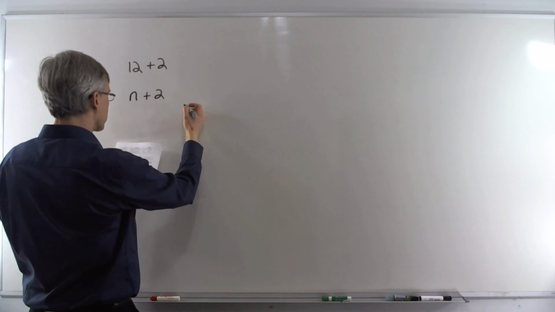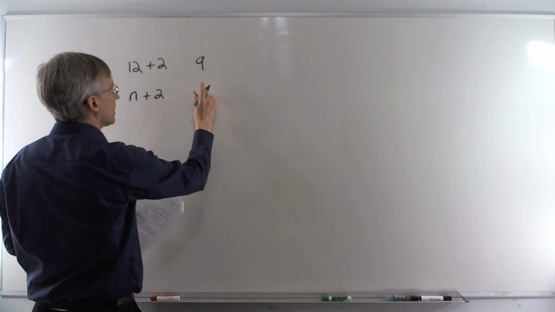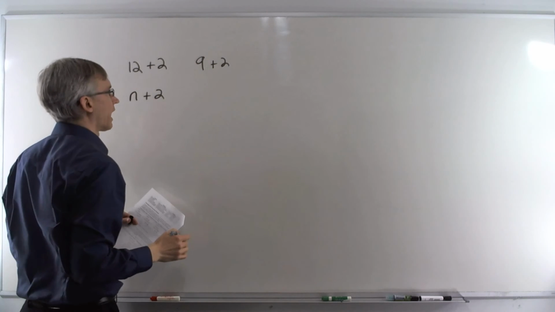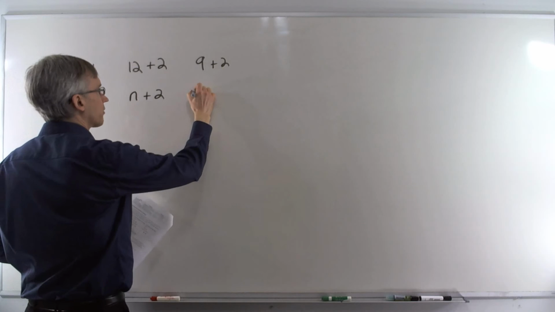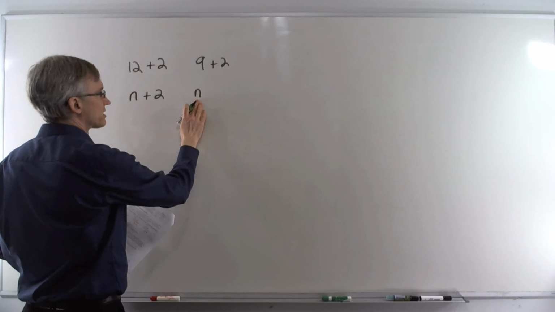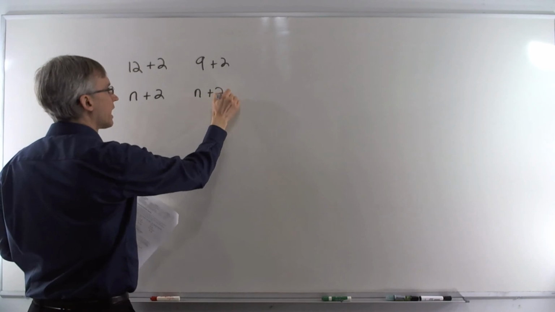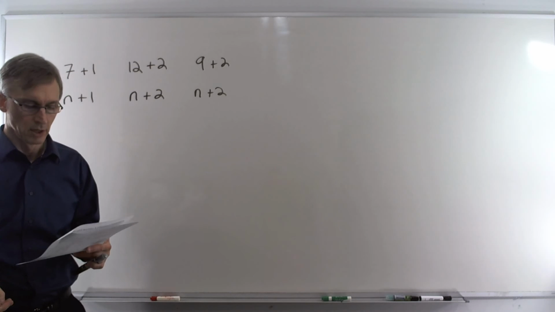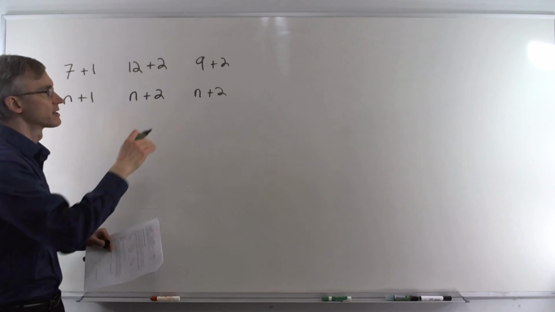And for odd numbers, we're starting with 9. To get the next consecutive odd number, that would be 11. So add 2 to it. And if we start with a variable, assuming this is an odd number, we would add 2 to that to get to the next consecutive odd number. So we're going to be using expressions like this to solve problems.